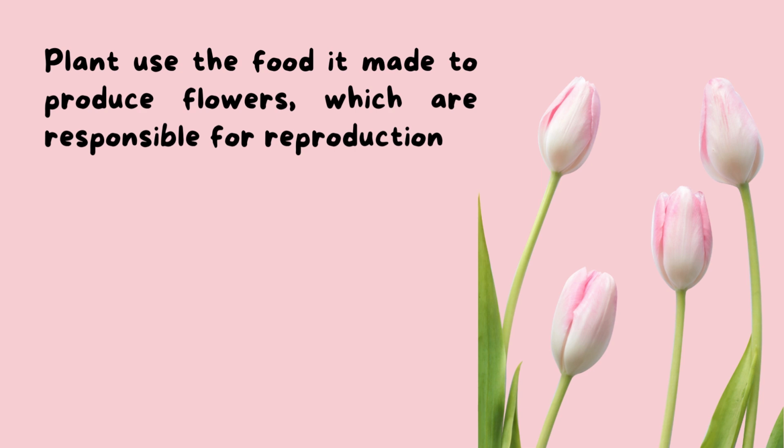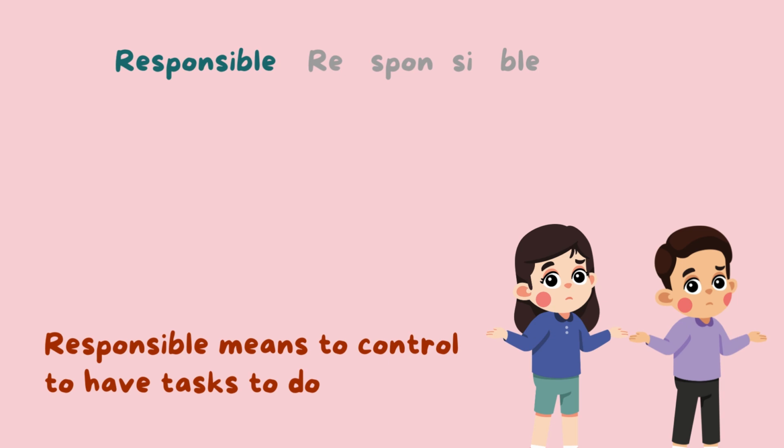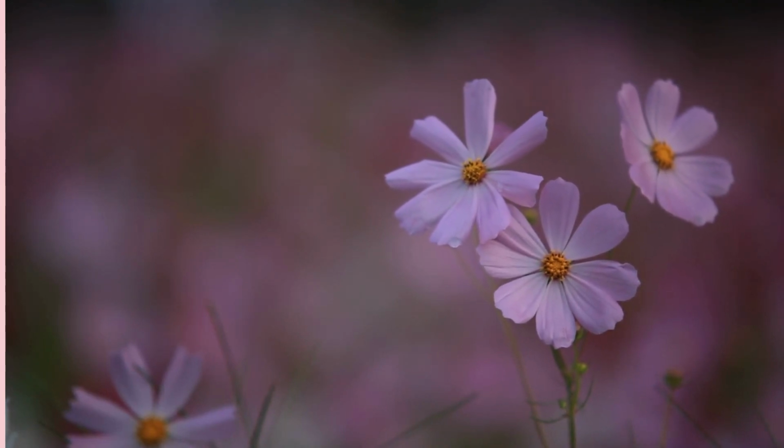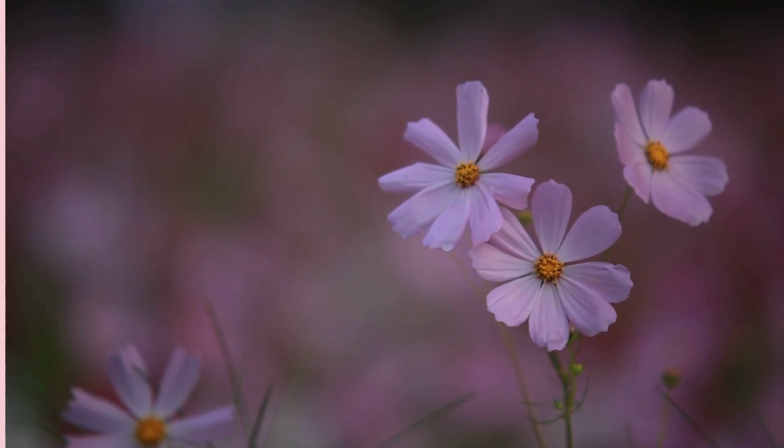Okay, and they are responsible for reproduction. What is the meaning of reproduction? Forming new plants. Okay, so the flowers are responsible for reproduction. And the word responsible we have here means to control. Flowers are responsible for reproduction. They control this process, the reproduction process. Okay, as you see here, we have different types and shapes and colors of flowers.